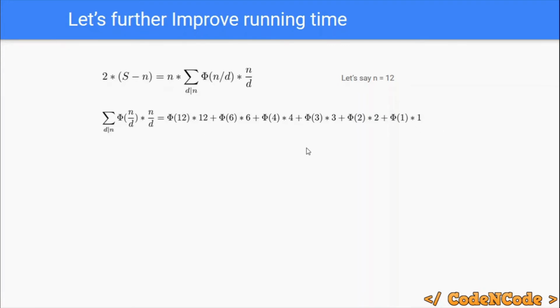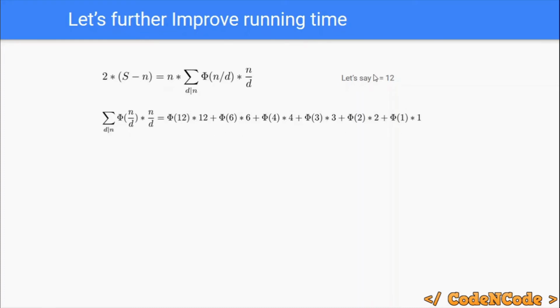So now see here, we need to evaluate phi, or Euler's totient function, on 1, 2, 3, 4, 6, and 12. Can you find a certain relation between these numbers and 12? If you observe it carefully, you'll find that 1, 2, 3, 4, 6, and 12 actually are divisors of n itself.